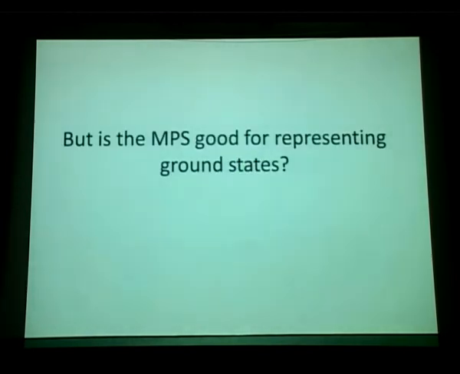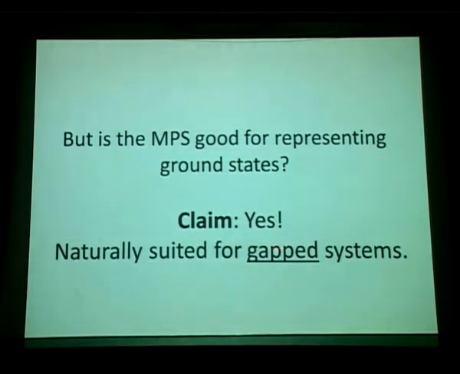So I've told you that the MPS is a computationally efficient structure. You can store it efficiently. You can extract information from it efficiently. But the real question still is, is the MPS any good? I mean, that subspace I showed you in the many-body Hilbert space, that could be a subspace of all useless states. So the real question still is, is the MPS good for representing ground states? That was our task. And our claim is going to be that, yes, that is true. And indeed, the MPS, in some sense, is naturally suited to describe ground states of gapped systems.